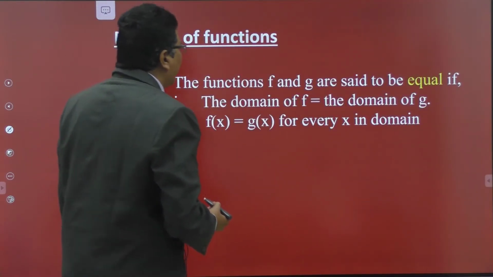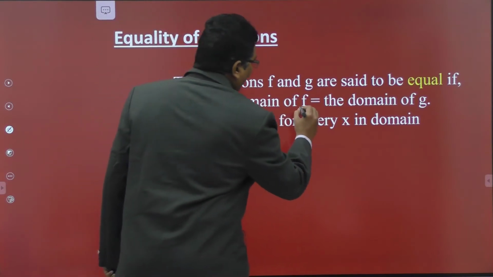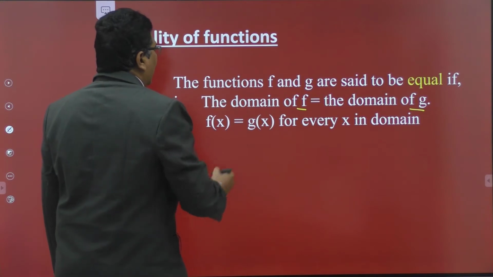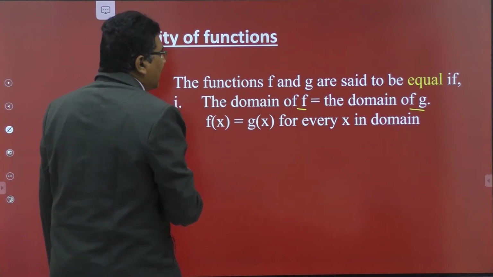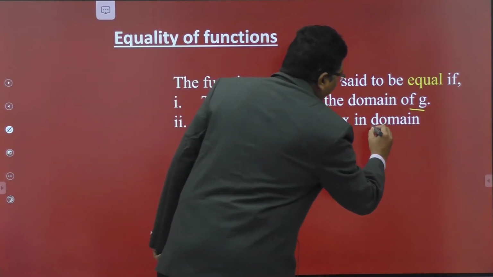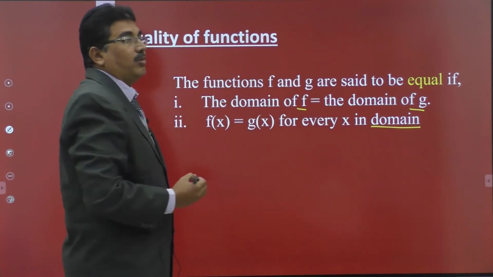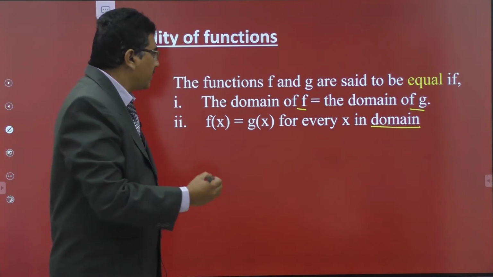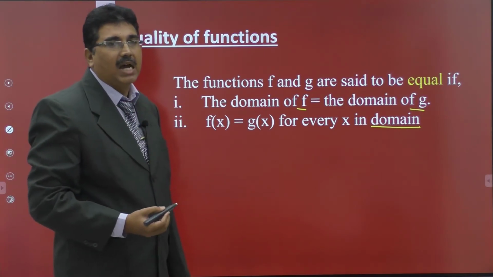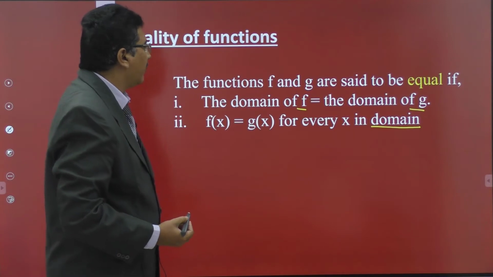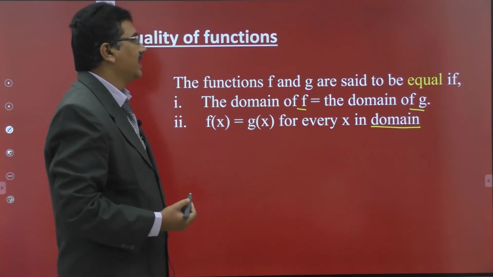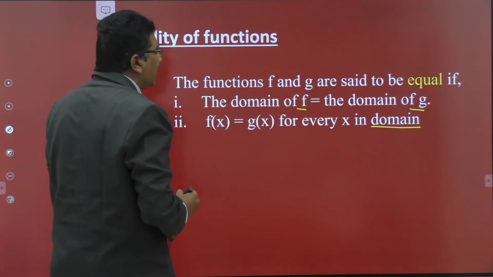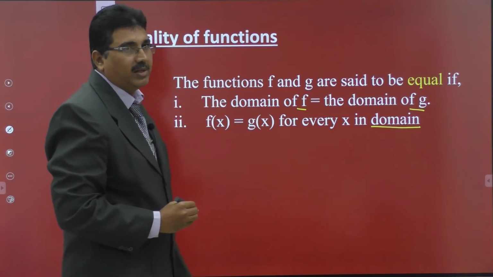The domain of f is equal to the domain of g, and the image of each element in the domain with respect to f and g is the same, that is, f of x equals g of x. Satisfying these two conditions, f is equal to g.